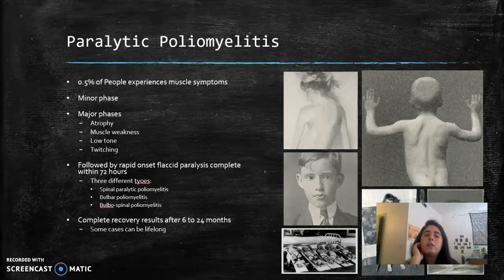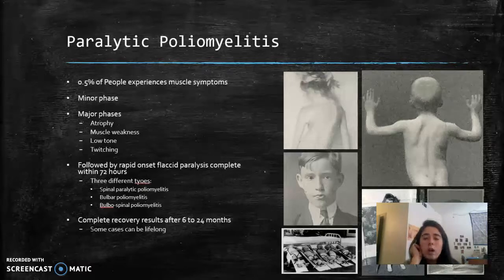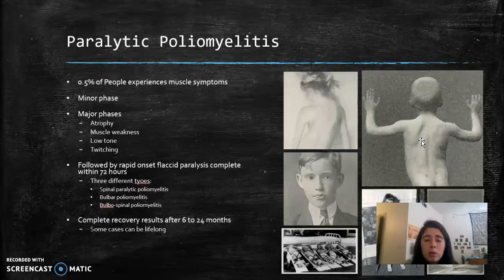Now, paralytic poliomyelitis occurs in 0.5% of people who experience muscle symptoms. There is a minor phase, which is just your basic immune response, and then your major phases, which are your atrophy, your muscle weakness, your low tone, and twitching of your muscles. And the twitching occurs because of the motor neurons, their involuntary responses. This is followed by a rapid onset flaccid paralysis, complete within 72 hours, and there are 3 different types: spinal paralytic polio, bulbar poliomyelitis, and bulbospinal. Complete recovery results after 6 to 24 months, but some cases can be lifelong.